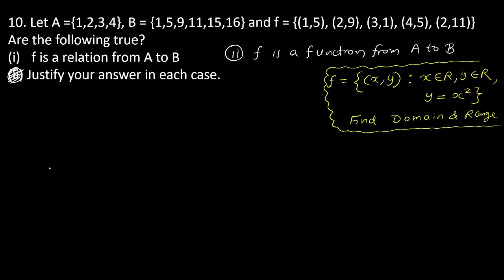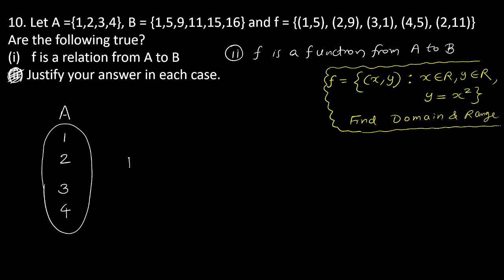A is 1, 2, 3, 4. Understood? What is A? In this question, A is clearly specified. So let me write it. A contains 1, 2, 3, 4. Is that okay? They clearly mentioned that.